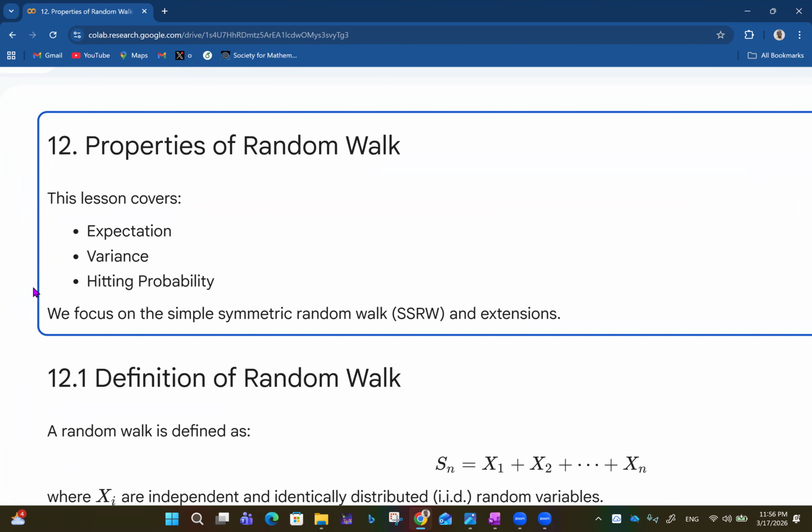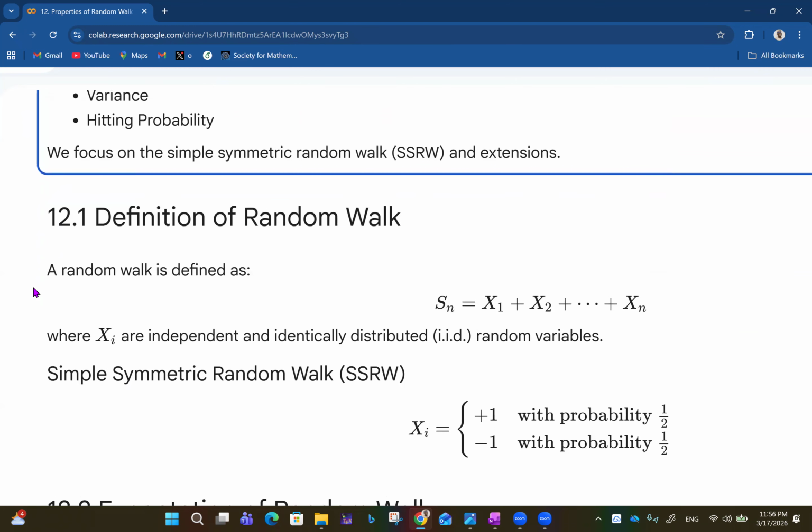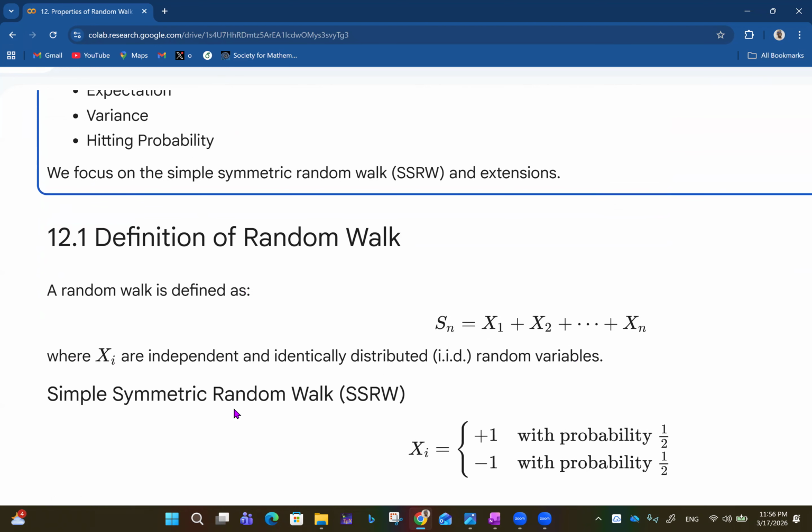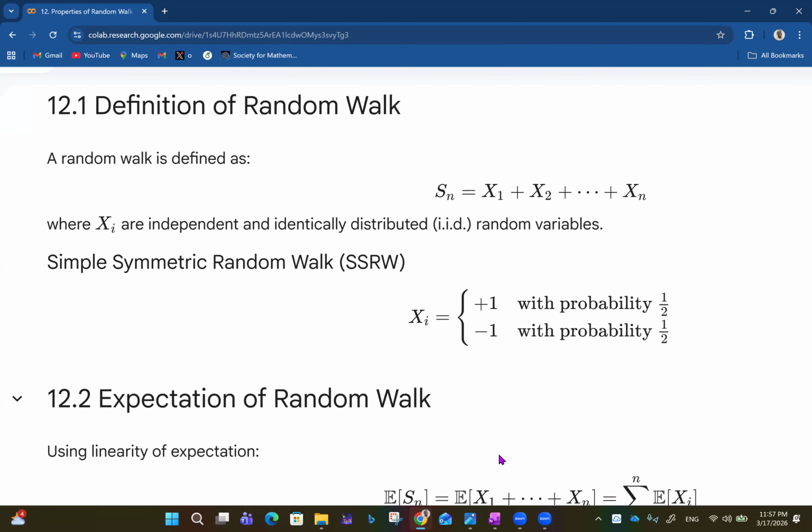A simple symmetric random walk is simply the case where there's equal probability of reaching +1 and -1, 0.5 each. The random walk is defined as Sn equals X1 plus X2 plus all of that up to Xn, where the Xi are independent and identically distributed random variables. For a simple symmetric random walk, Xi is +1 with probability half, and Xi is -1 with probability half. In essence, there's equal probability of going right and going left.